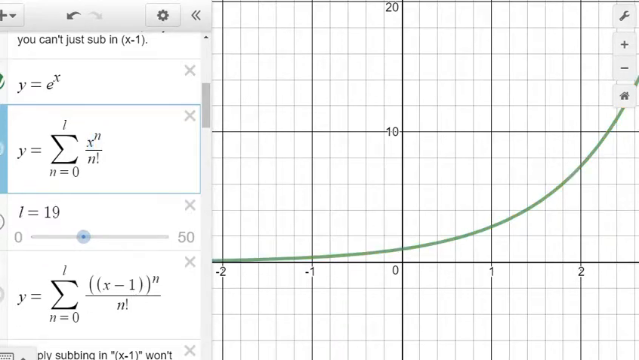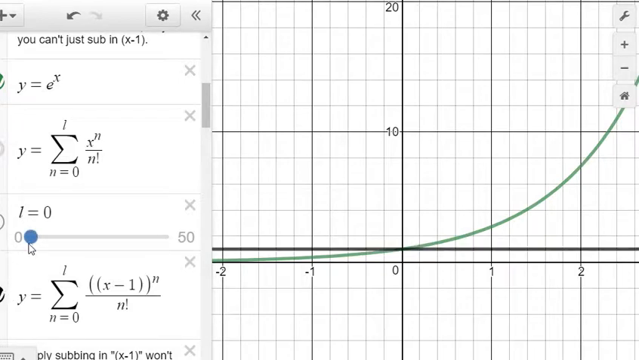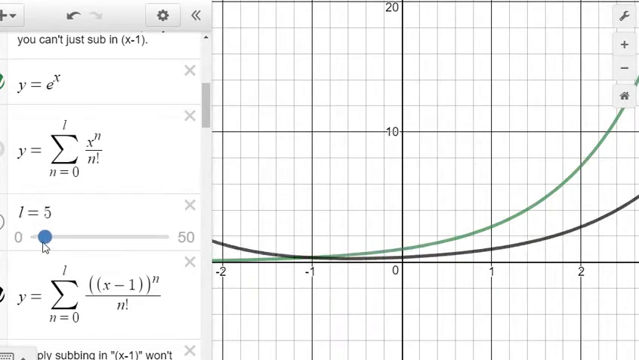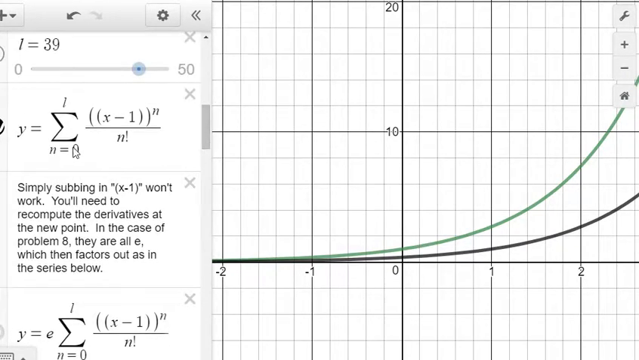So let me shut that off. And let's look at what happens if I plug in x minus 1. Does that work? Do I get the series that I need? Does it converge to what I want? Well, let's add in more terms, and it doesn't look like it's making me very happy. It's not equaling the graph that I have in green. So we're going to have to do something a little bit different.